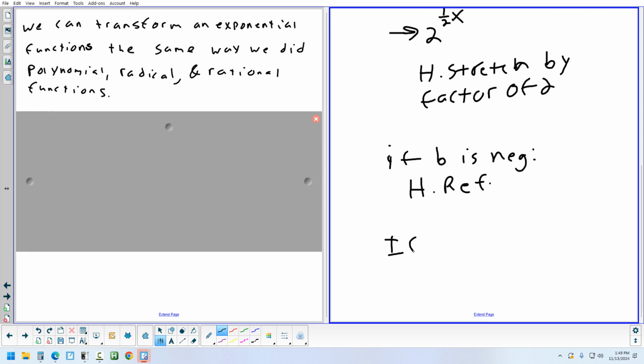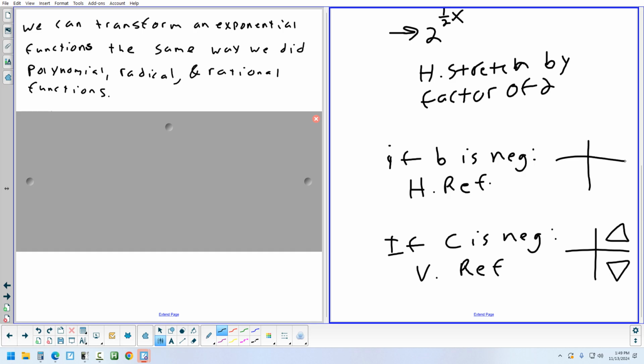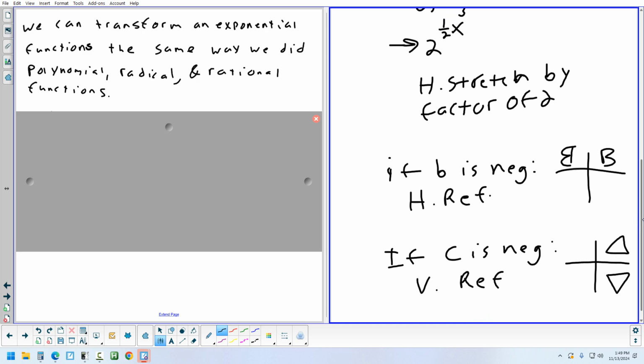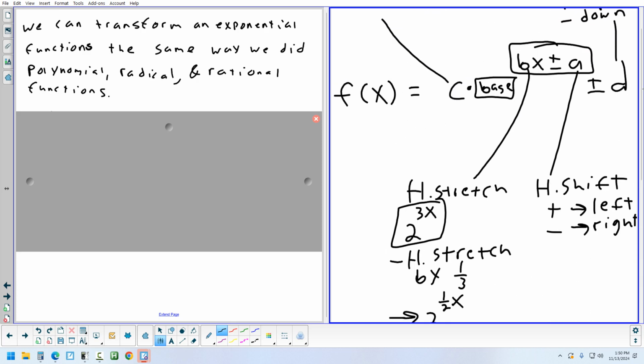What about if C is negative? That's a vertical reflection. And a vertical reflection is over the x-axis. If C is negative, that would cause your graph, like if I just use a letter or a symbol to show you, that's a vertical reflection. Horizontal reflection would look like this. Which way is positive and negative? Negative for the horizontal shift.